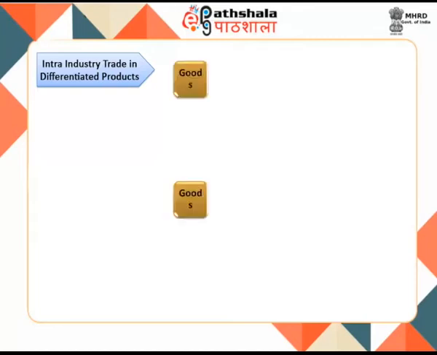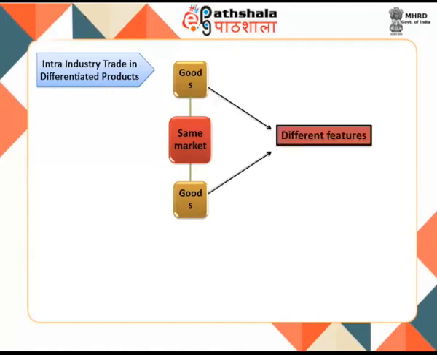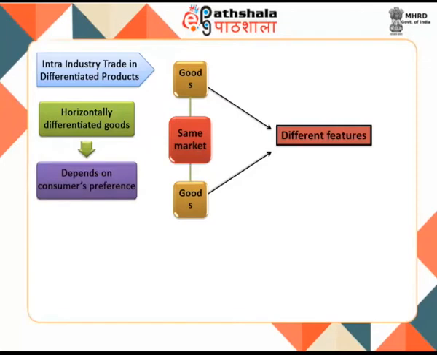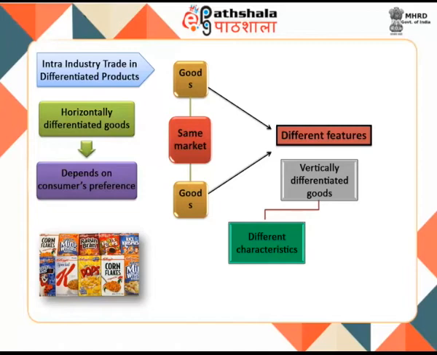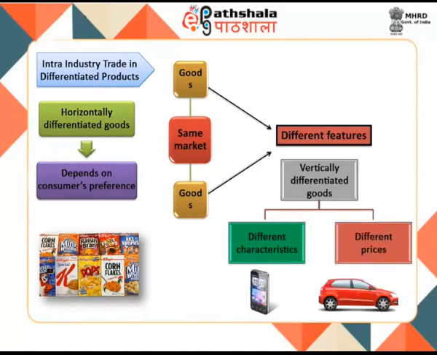Differentiated goods are the goods competing in the same market or industry that appear different from one another on the basis of their features. The differentiated products are of two types. One, horizontally differentiated goods. These goods are different, but at the same price the consumers will prefer to buy others depending on their preferences. For example, breakfast cereals available in different flavors. Two, vertically differentiated goods, the goods that have very different characteristics and also different prices. For example, mobile phones and the automobile sector.